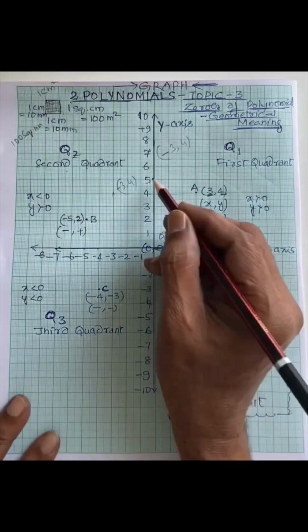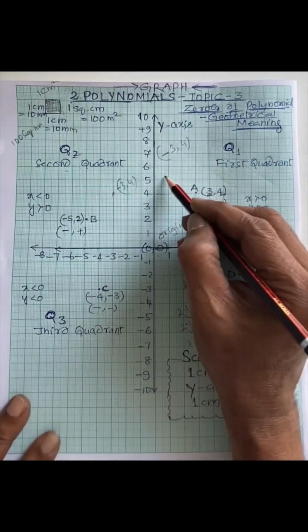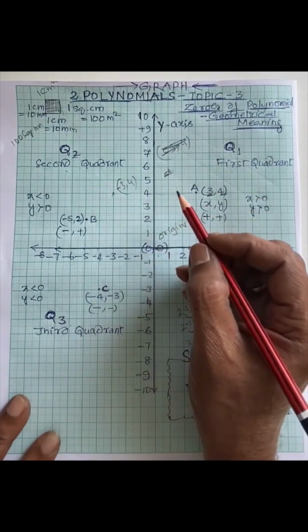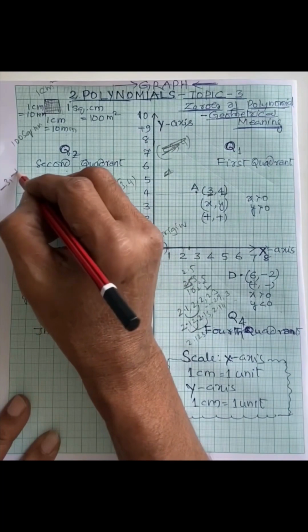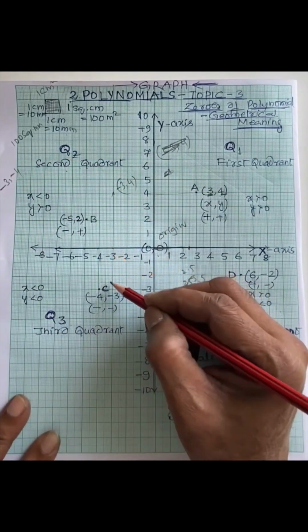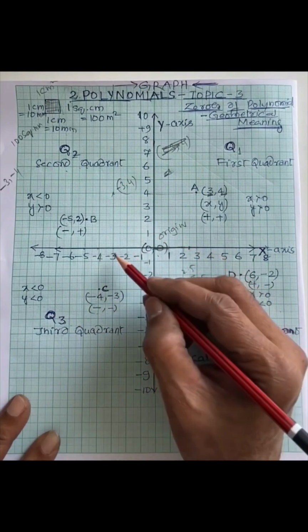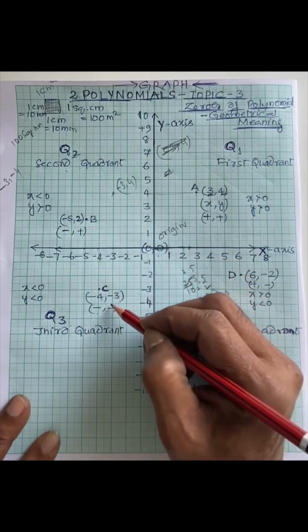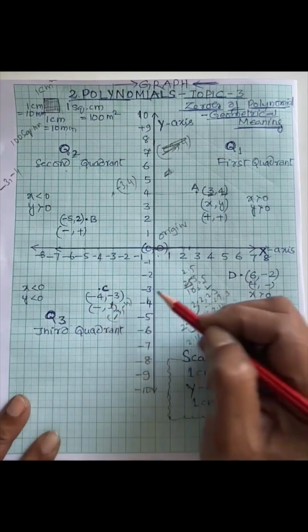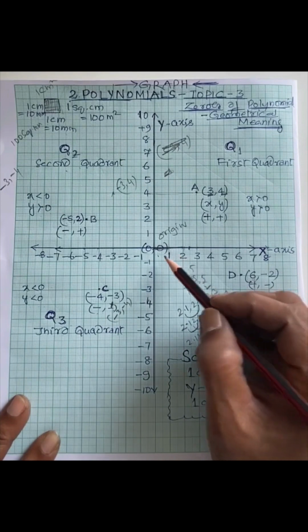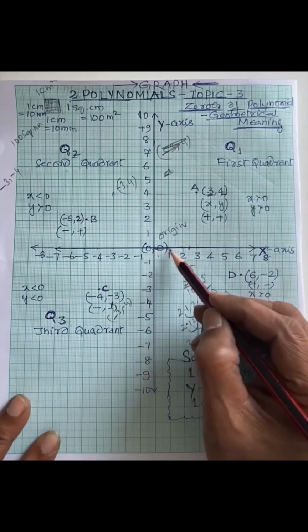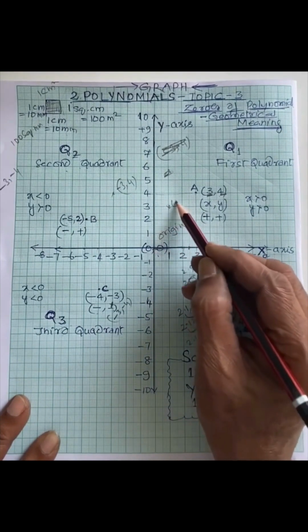Minus, minus. If you want to plot a point minus 3 and minus 4, you see, minus 3 is here, minus 4 is downwards. Upwards 4, downwards minus 4. This is minus 3 and minus 4. If you want to plot a point 1, 3, it will be here.